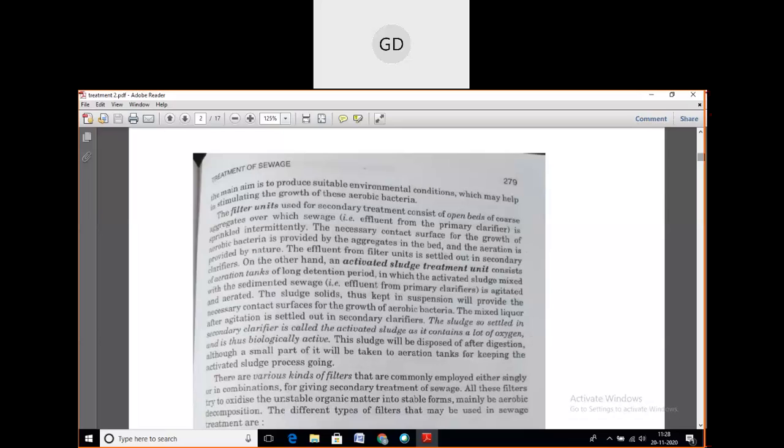In the activated sludge process, the oxidation happens in the aeration tank. A part of the effluent is transferred to the settling tank, and from the settling tank a part of the sludge is taken back to the aeration tank, and a part of the sludge is disposed of.